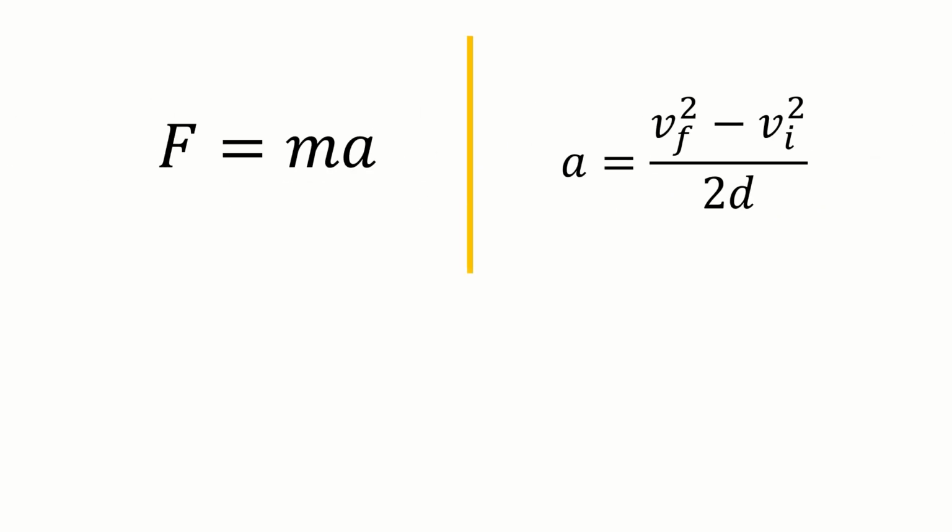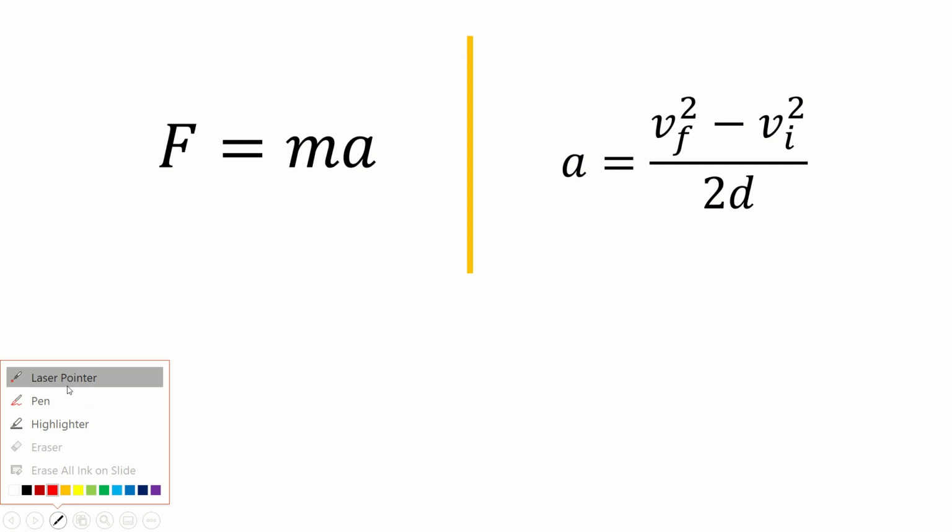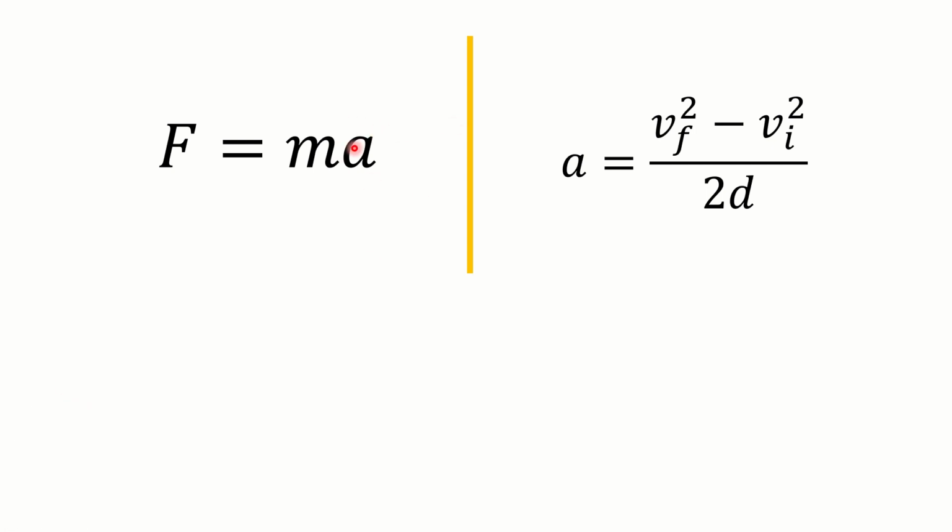So, itong nasa left side natin na formula, F is equal to ma, is from the second law of motion, law of acceleration. The one on the right, this is the equation from kinematics. Okay? Which is written in terms of the acceleration. Kung mapapansin nyo, we have common variables. We have an a here, and we also have an a here. So therefore, we can substitute the equation for a in the formula on the left, right?